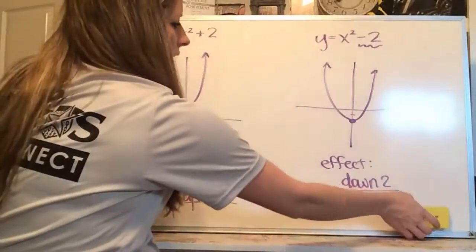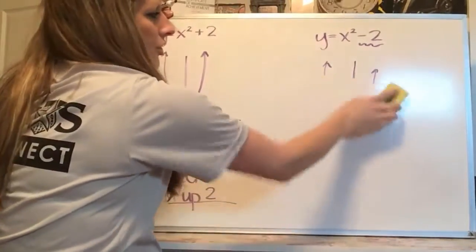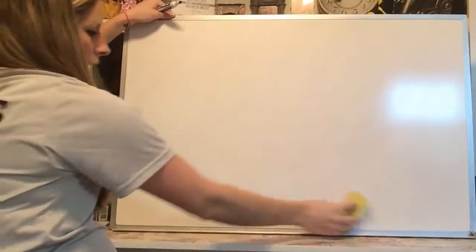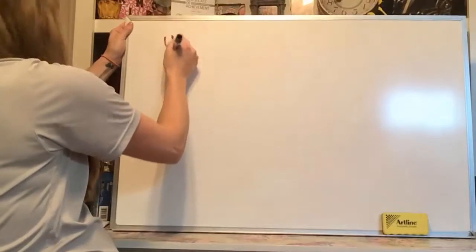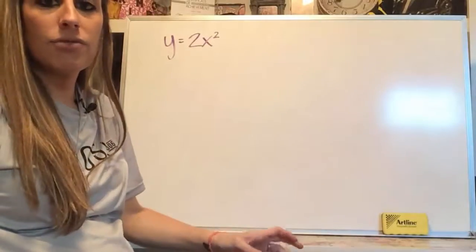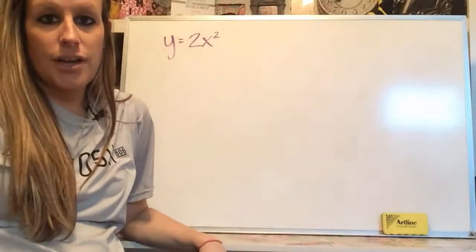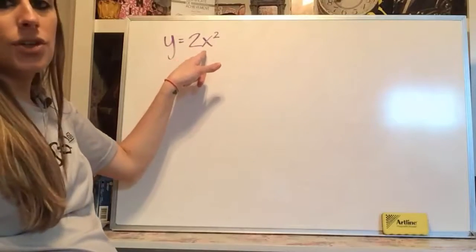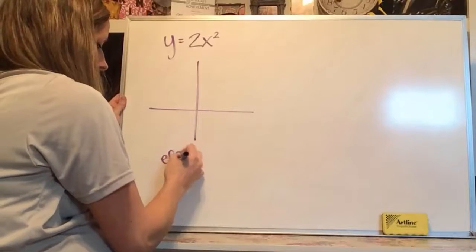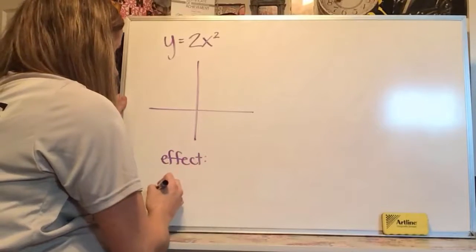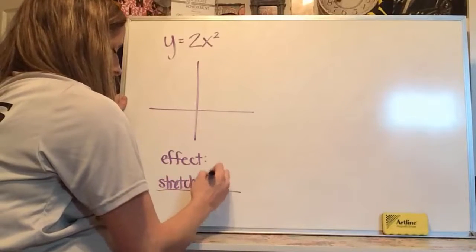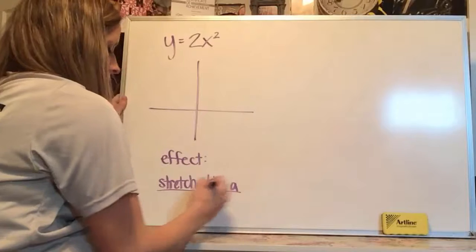Okay, let's look at the last two. The last two examples have a number written in front of the x squared. Anytime you have a number in front of x squared or in front of your parent function, it's going to stretch it. So this 2 is actually going to stretch it by a factor of 2. So the effect is that it's stretched by a factor of 2.